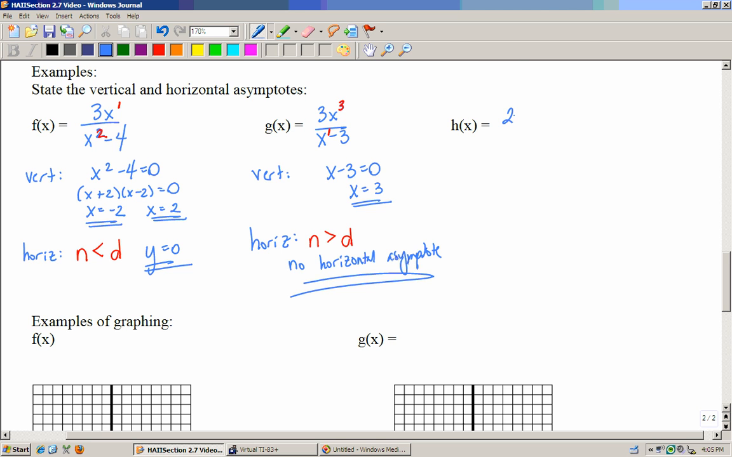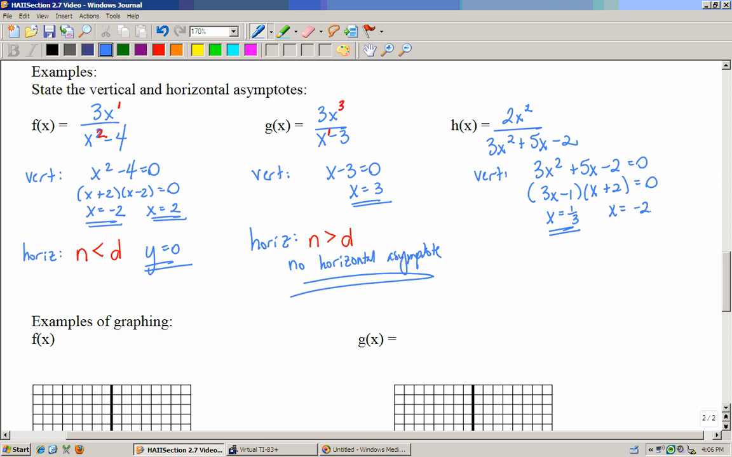In h of x, if it's 2x squared in the numerator, and then 3x squared plus 5x minus 2 in the denominator, your vertical asymptote is going to be when the denominator is equal to 0. So if you set that polynomial equal to 0 and factor it, you get 3x minus 1 times x plus 2. You can FOIL it to check to make sure it makes your polynomial. Set each factor equal to 0 and solve. One of the vertical asymptotes is that x equals 1/3. The other vertical asymptote is that x equals negative 2.